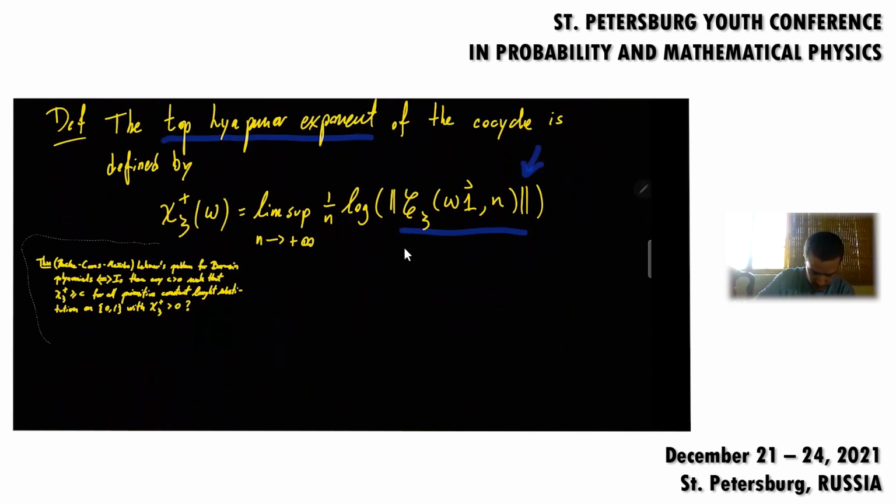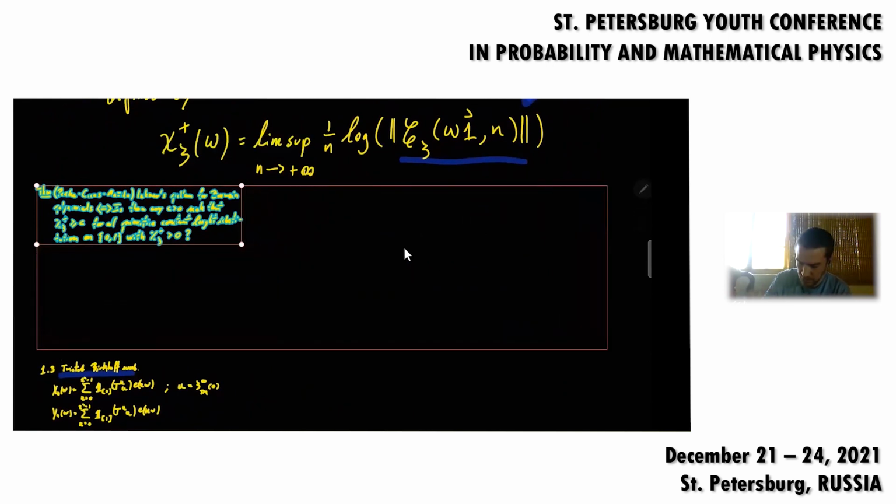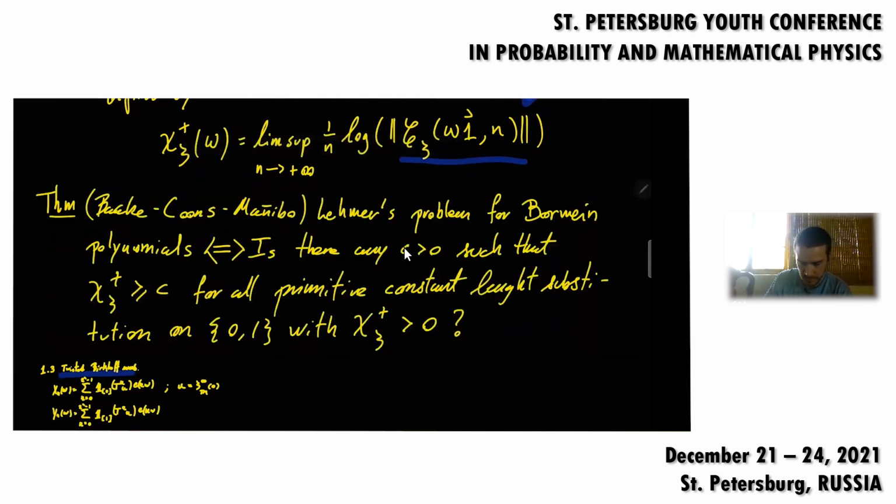So just for motivation, let me state one result that relates the spectral cocycle with a well-known number theoretical problem, which is the Lehmer problem. This is the theorem of Beck, Kunz, and Manivo that says that the Lehmer problem for Borwein polynomials, that is to find the minimal Mahler measure for an integer polynomial, in the case when we restrict the problem to the class of Borwein polynomials, which are the polynomials that only have as coefficients 1, 0, and -1. So that's a Borwein polynomial.